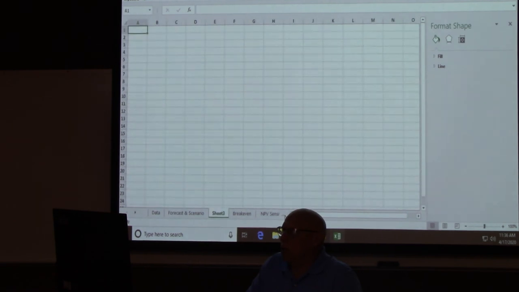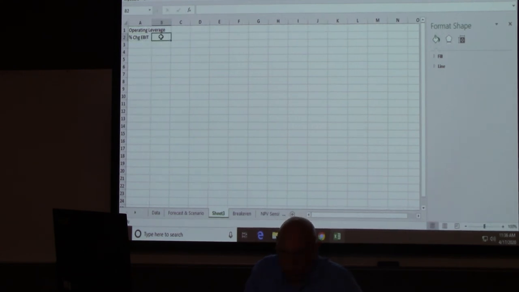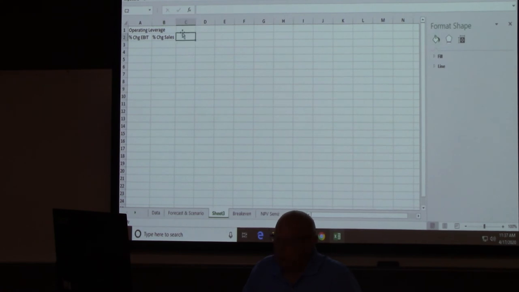So let's go ahead and create that. Let's call this operating leverage. And let's call this the percentage change in, let's just say EBIT. And we'll call this the percentage change in sales. And then we'll have our operating leverage.